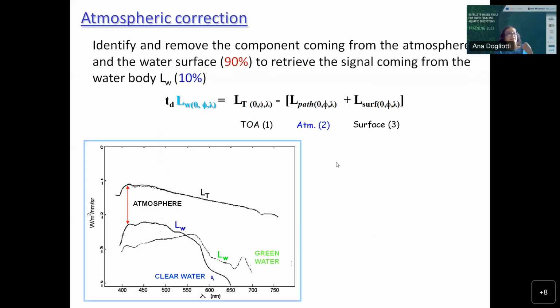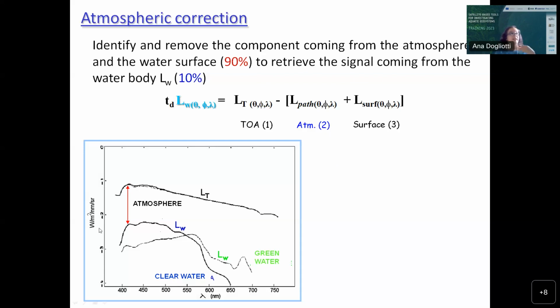The thing is that the water signal is actually very low, depending on the wavelength, while the contribution of the atmosphere can be really high. So the water signal is quite low, and this part of the processing is important.